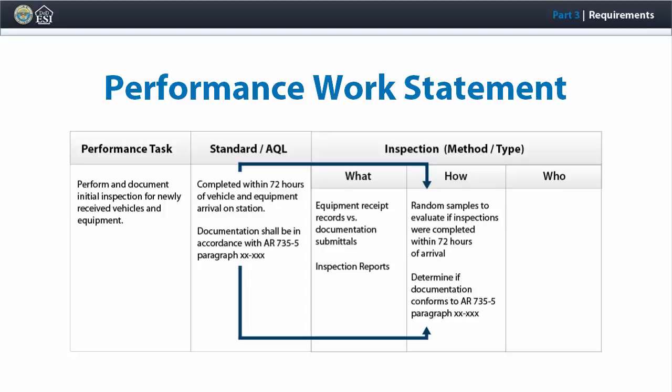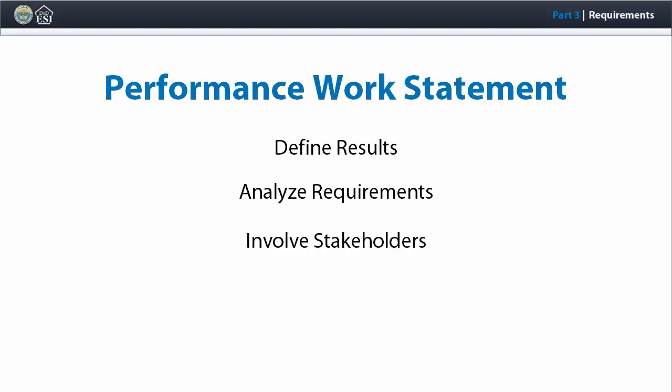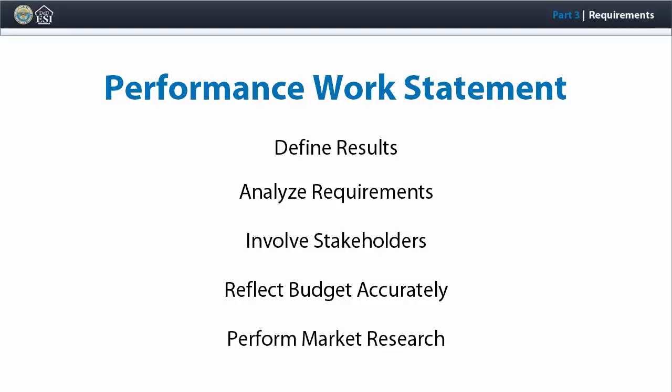The considerations we covered in the beginning of this tutorial are often consolidated into a Performance Work Statement, or PWS. When creating the PWS, acquisition teams should do the following. Focus on defining results, not describing processes or procedures. Conduct a thorough analysis of the requirements. Involve stakeholders early in the development and analysis process. Ensure the requirements accurately reflect the realistic budget environment, and stay abreast of current commercial practices and technology by performing in-depth market research, the results of which can help shape the requirement.